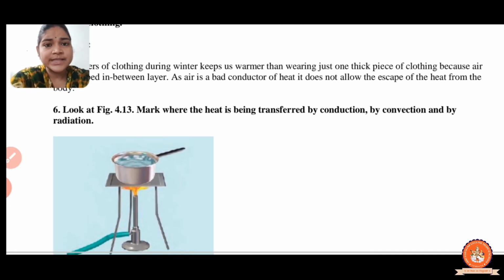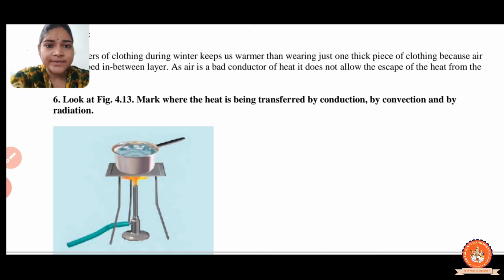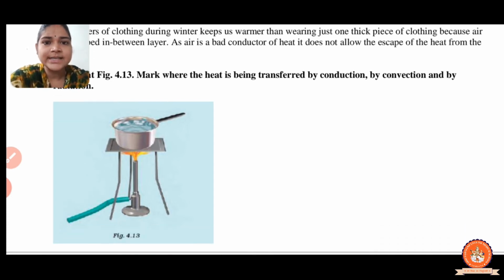Now question number 6 is, look at the figure. Here the figure is given to you. Look at the figure and mark where the heat is being transferred by conduction, by convection and by radiation. So one figure is given to you and you have to mark where the three methods, that is conduction, convection and radiation, are used. Let us discuss.